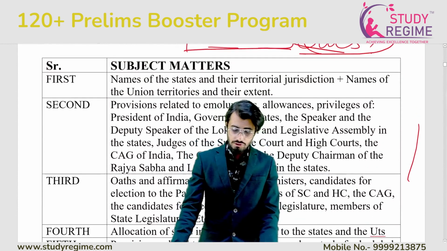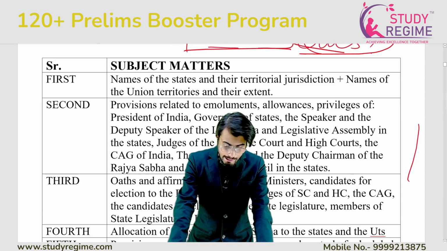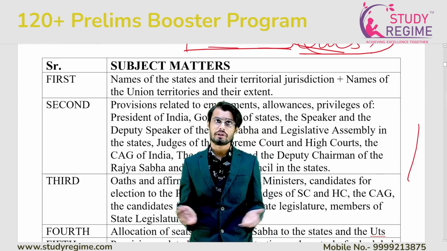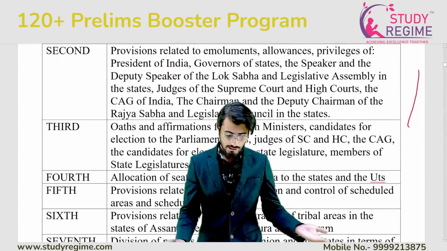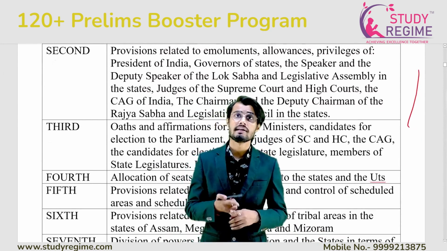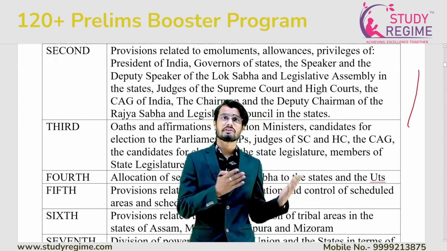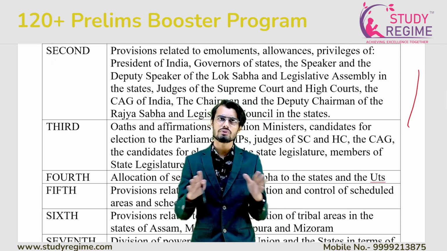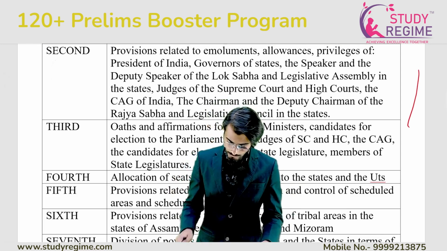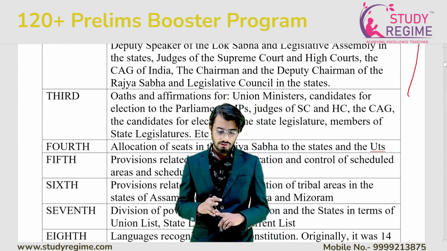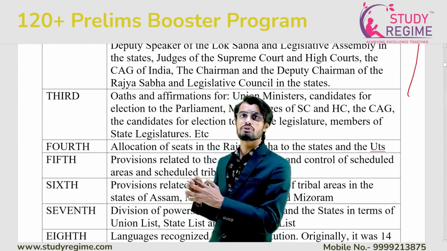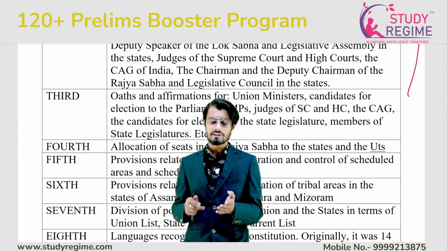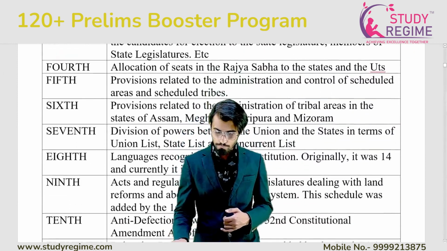First, names of the states and their territorial jurisdiction, names of the union territories and their extent. Okay, first schedule. Then the second schedule talks about the emoluments, allowances, privileges of the President of India, governors of states, Speaker, Deputy Speaker, basically the executives. Okay. Then the third talks about the oaths and affirmations. Then the fourth talks about the allocation of seats in Rajya Sabha to the states and UTs, because it is also one of the very important tasks.